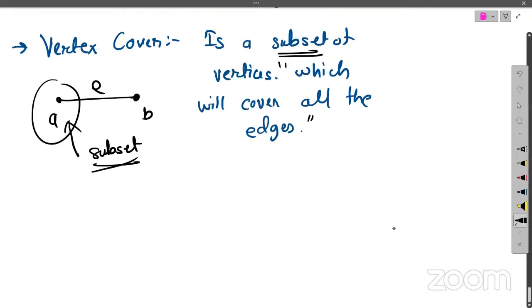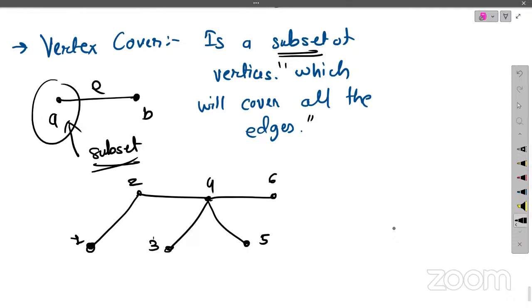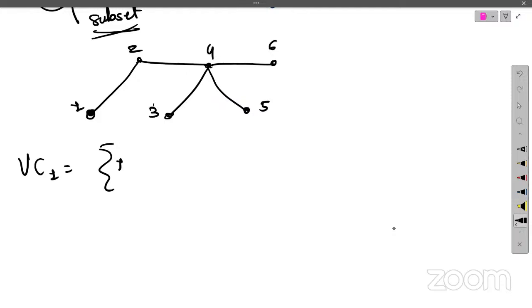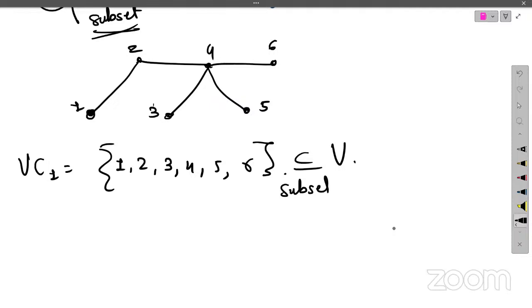So for example, if I have a graph something like this. Suppose this is a graph of vertices 1, 2, 3, 4, 5, 6, right? So what will be the feasible vertex cover here? Vertex cover, again, we have to collect some vertices, right? It is a subset of vertices. So suppose I take one vertex cover, VC1, and I take the vertices, namely 1, 2, 3, 4, 5, and 6. I'm taking all the vertices, right? Then this is again a subset of V, correct? It is a subset. And it is actually covering all the edges.